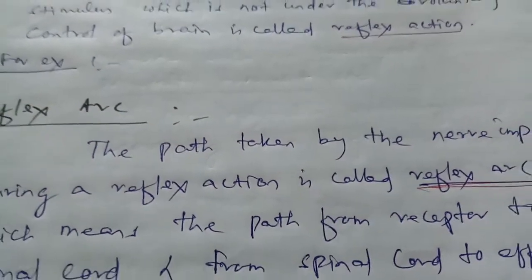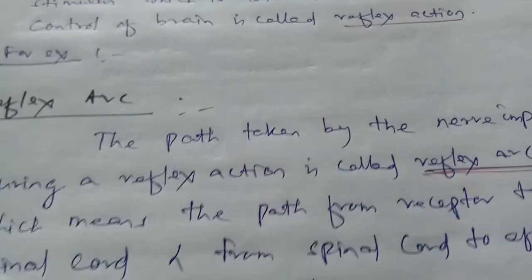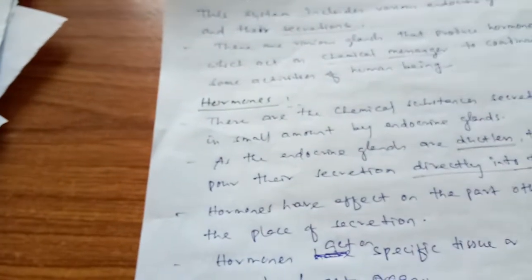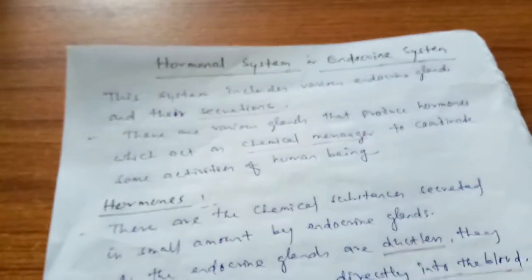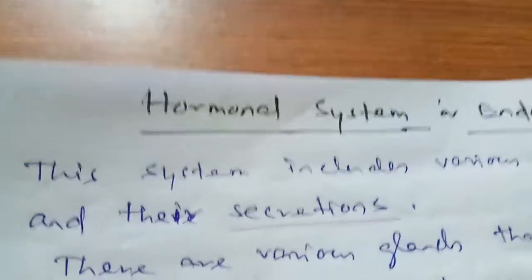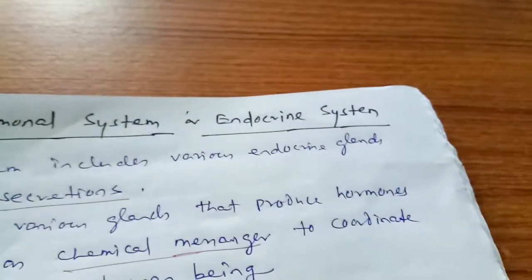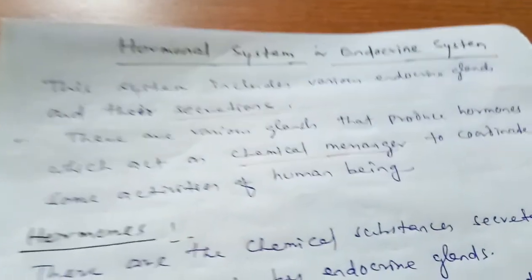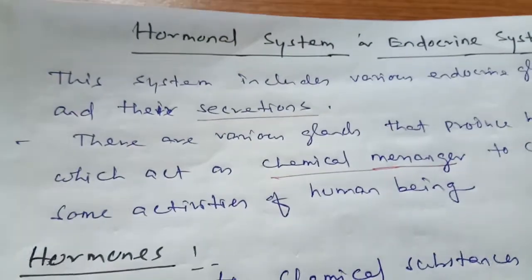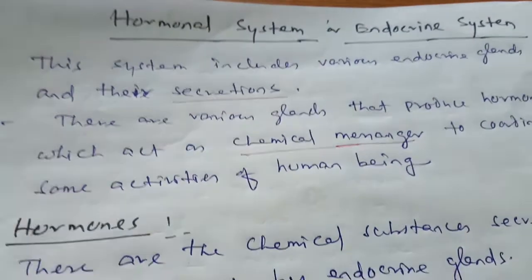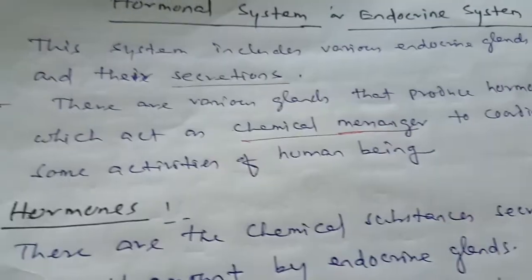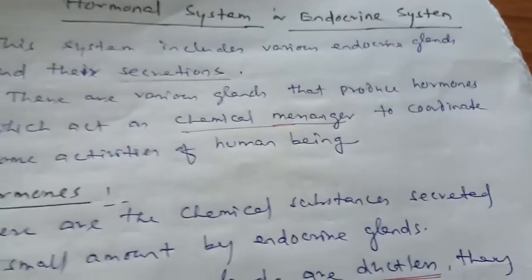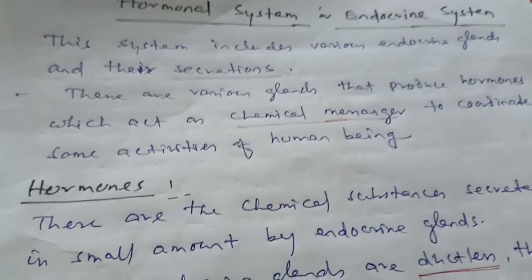Now students, we have understood the function of the brain and spinal cord. In this way, the nervous system helps us in coordinating the activities. Now one more system is also responsible, that is the hormonal system or endocrine system. Students, this system includes various endocrine glands and their secretions. There are various glands that produce hormones, which act as chemical messengers to coordinate some activities in human beings.